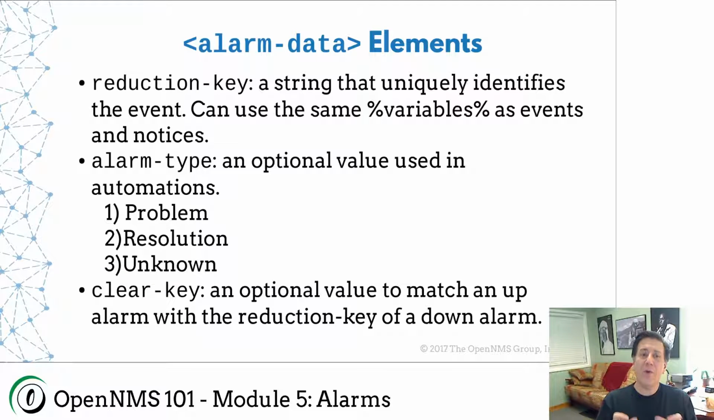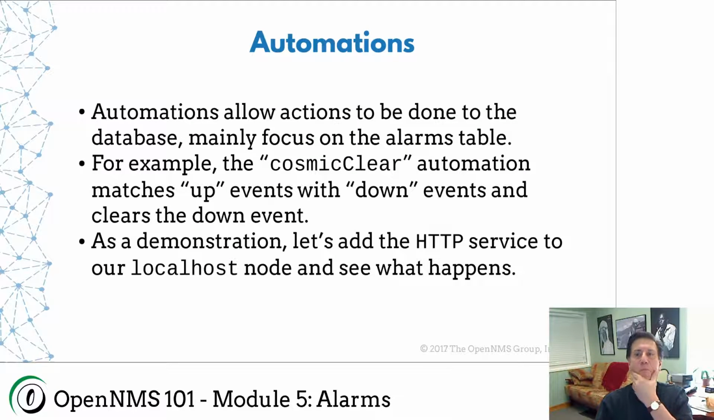Now, we also have a thing called a clear key. I'll describe that in a second. But a clear key is an optional value to match an up alarm with the reduction key of the down alarm. So basically, when we get an up alarm, with an alarm type of 2, resolution, we're going to add a new field to our alarm data, which will say the clear key is blank, and it will match the reduction key of whatever the down is. So the idea is to actually have the up clear the down alarm.